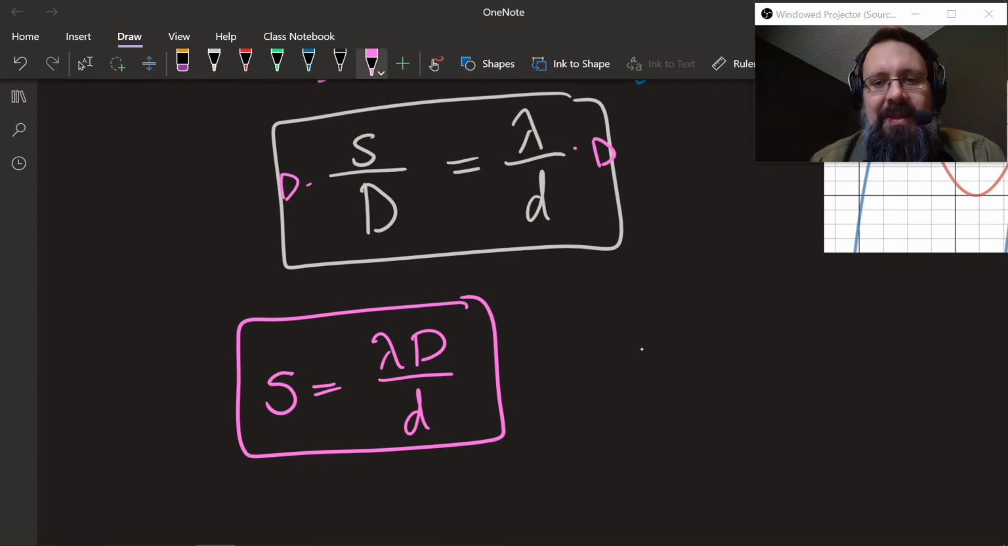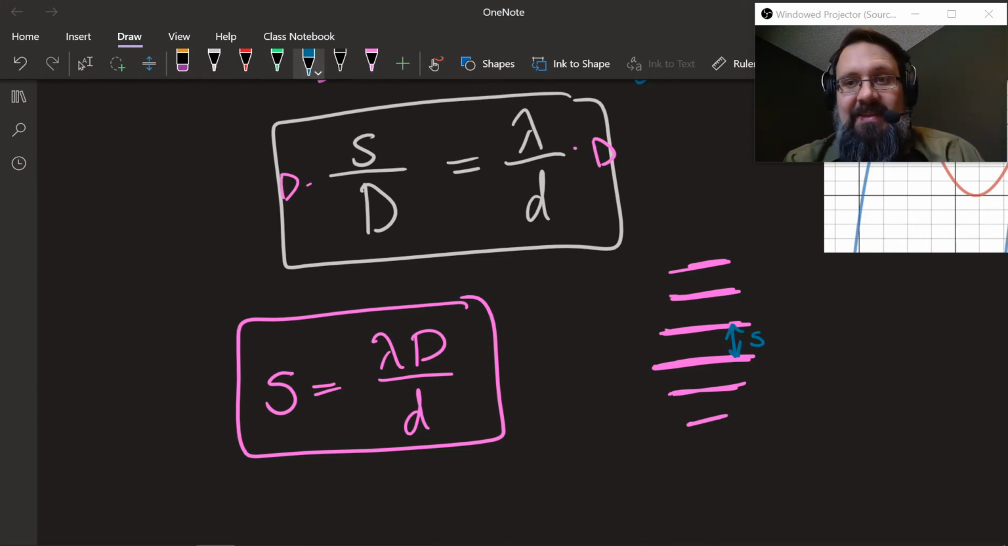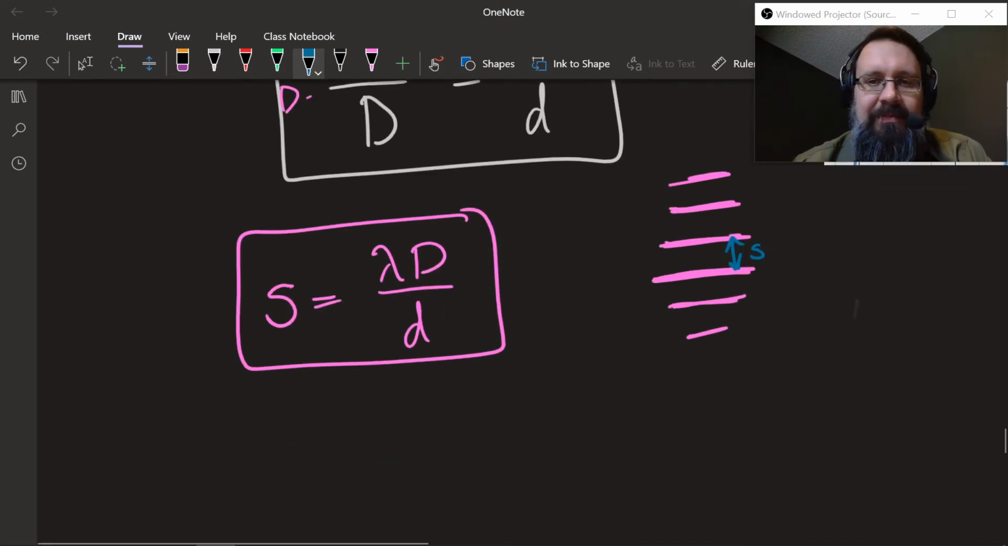Remember, this is the distance from the central maximum to the first minimum. So you're going to have the first maximum, and that's your pattern. And S just tells you the distance between those first two. That's it. So if it said find the distance to the fourth maximum, you'd have to count out and multiply it by 4.